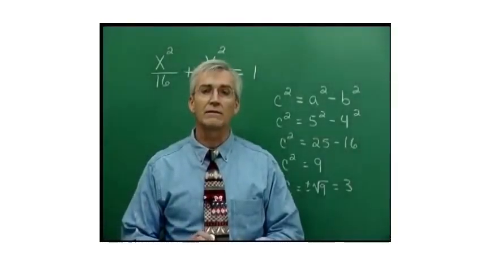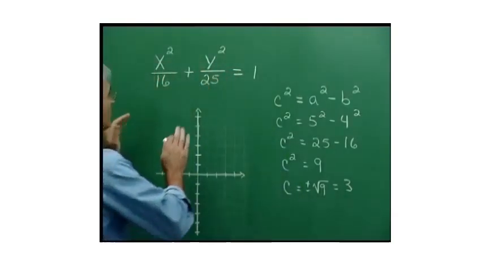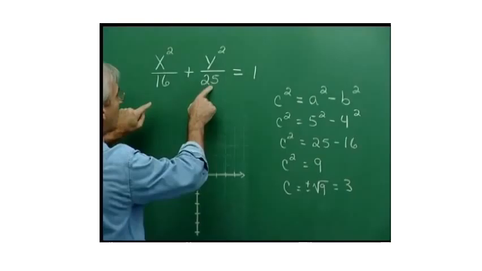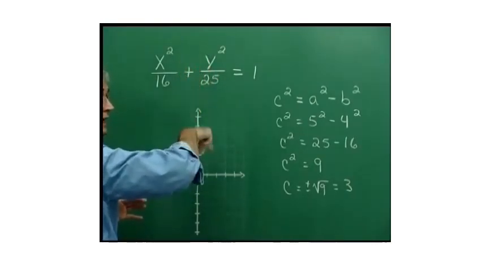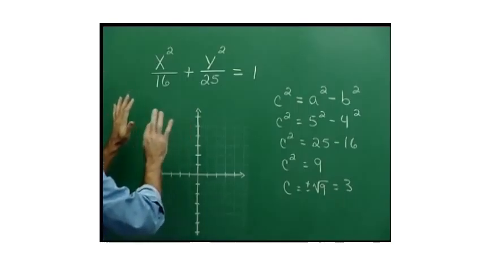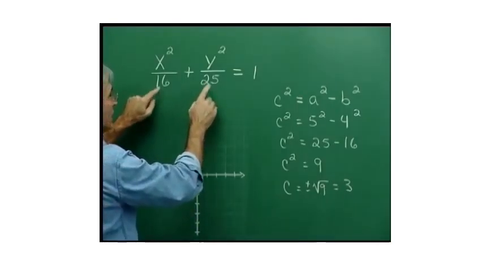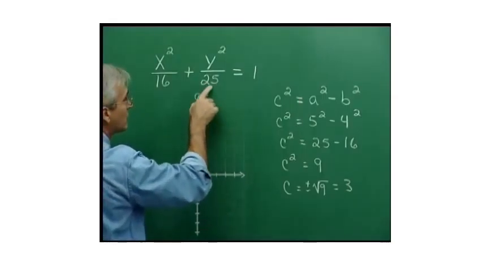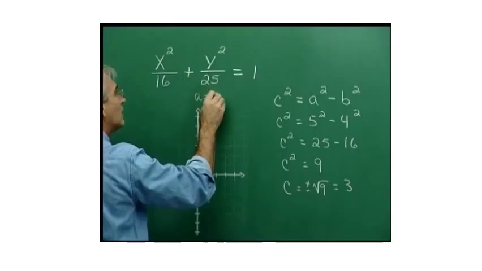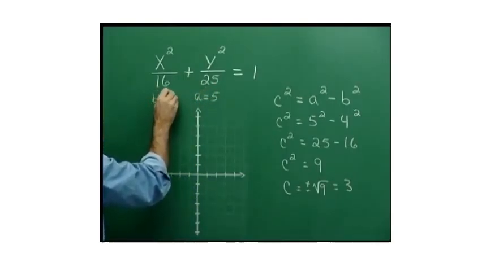To construct the graph of the ellipse associated with this equation, we first begin by noticing that the larger denominator is under y, and that just tells us that we're going to be elongated vertically. Now, to identify a and b, we want the numbers that are squared to give these denominators. So the a value is effectively the square root of 25, 5, and the square root of 16 would give us b. So b then is 4.